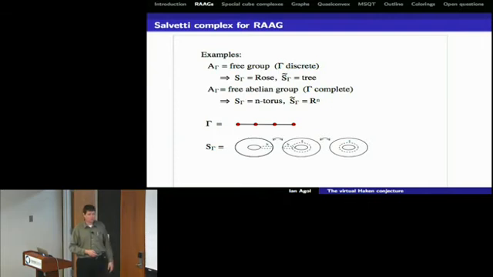You keep putting in more cubes above the 2-skeleton? If we had triangles here or something, then we would get higher dimensional cubes. So if it corresponds to the complete graph on n vertices, then the Salvetti complex is the n-torus. Right.